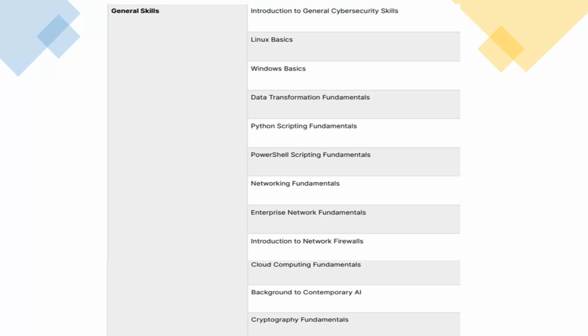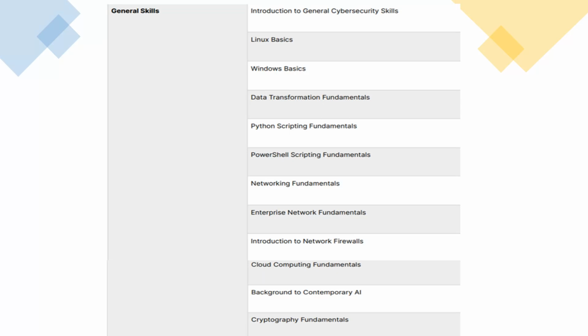Next comes data transformation fundamentals, where we will learn how to manipulate and transform data using various techniques, a valuable skill for analyzing security logs and identifying patterns. Next, Python scripting fundamentals, where we will master the basics of Python, a versatile programming language used for automation, scripting security tools, and developing exploits. And the next one is PowerShell scripting fundamentals, where we will learn the essentials of PowerShell, the powerful scripting language used for automating tasks in Windows environments.